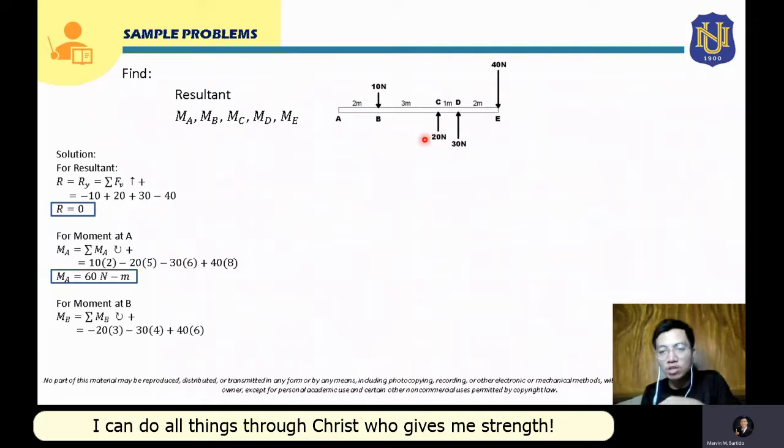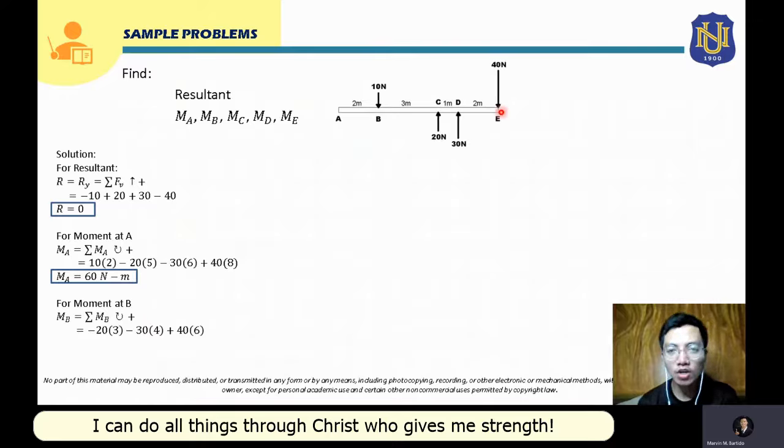So let's start with 20 Newton. Its moment will be 20 times 3, and its rotation will be counterclockwise, right? That's why it will be negative here. Now, for your 30 Newton force, it will have a moment of 30 times its moment arm, which is 1 plus 3, so that will be 4, and its rotation will be counterclockwise. That's why it will be negative here.